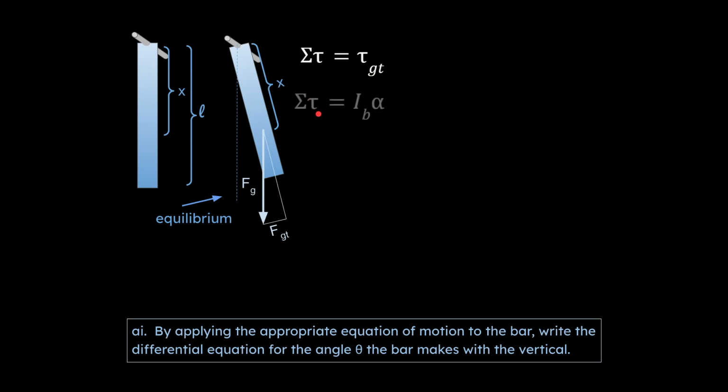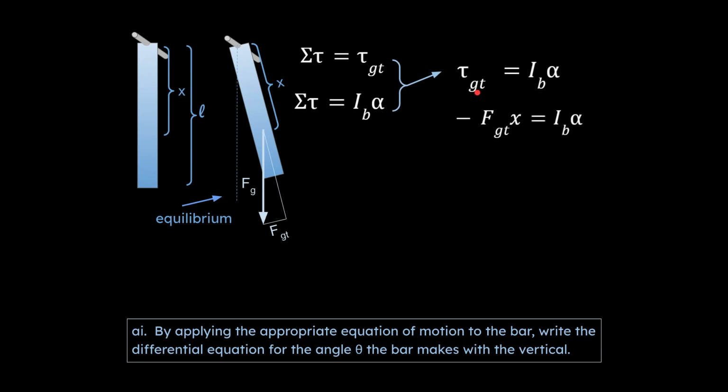And then the second line of the strategy is just to write I times alpha. And that's just like saying the sum of the forces is equal to mass times acceleration. This is the rotational version of Newton's second law. Once you do that, you can set these equal to each other, and you can say torque that's provided by the tangential component of the gravitational force is equal to moment of inertia times alpha.